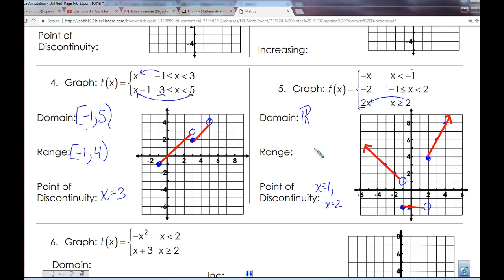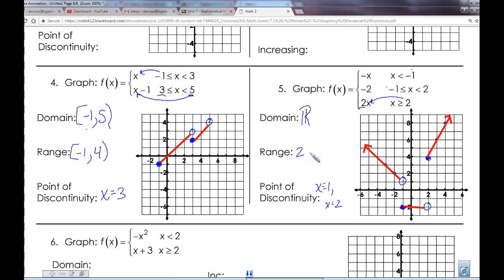The range here is a little tricky. Is it all the y values? No, but it's a lot of them. Well, I got a couple things going on. First of all, I've got this horizontal line. So isn't 2 part of my range? Just 2. So 2 is part of the range.